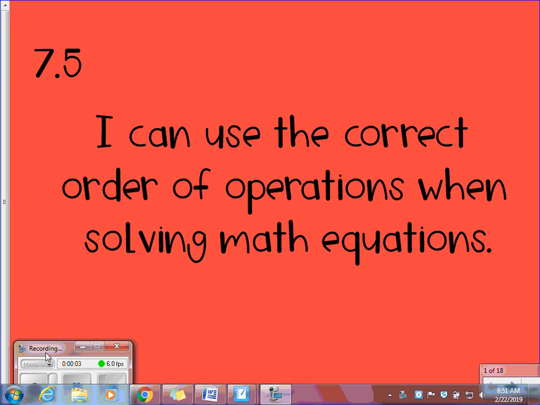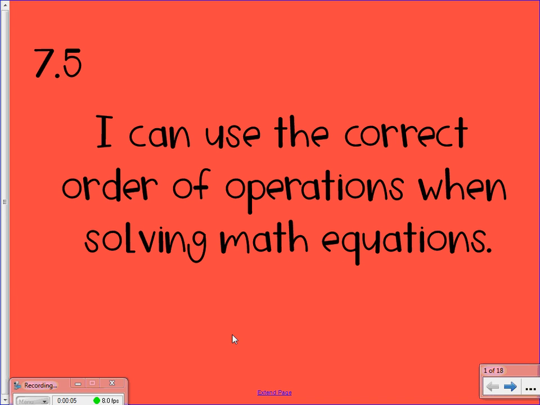So, I hope you enjoy them as much as I do because I really do love them. We kind of got into them a little bit yesterday with parentheses, and parentheses are a big part of order of operations. What do you think that means, order of operations?